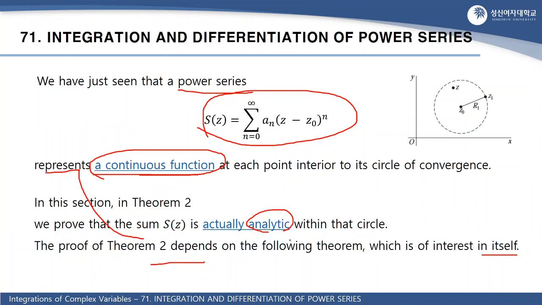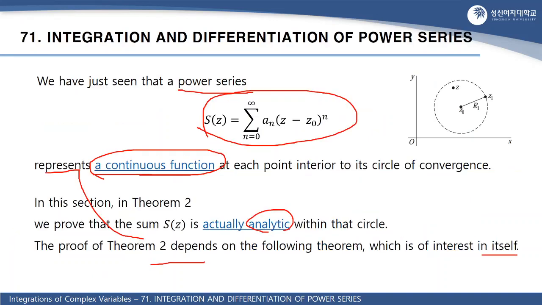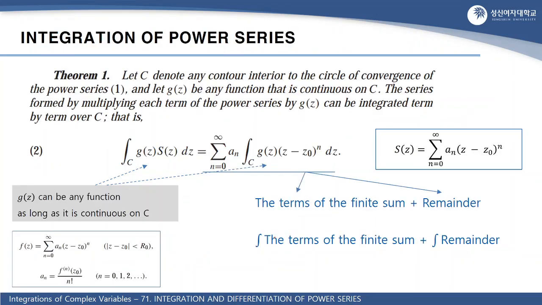Okay, to see this result, this result analytic. So we go through theorem one. Let C denote any contour interior to the circle of convergence of the power series 1. Power series 1 means this. So you need to remember this power series whenever we say power series 1.